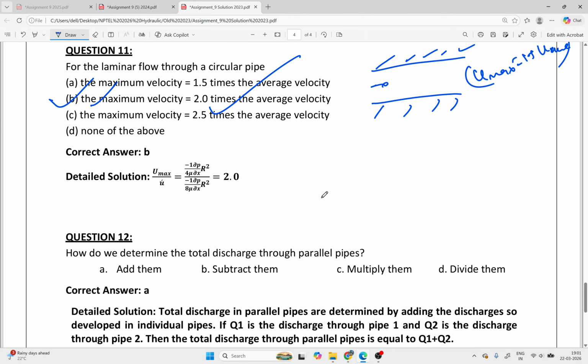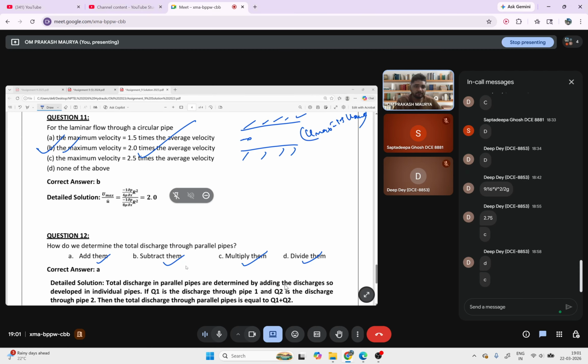So this is the last question for today. How do we determine the total discharge through a parallel pipe? Add them, subtract them, multiply them, divide them. Very easy, definitely we will add. So these are the questions we have seen many times today.